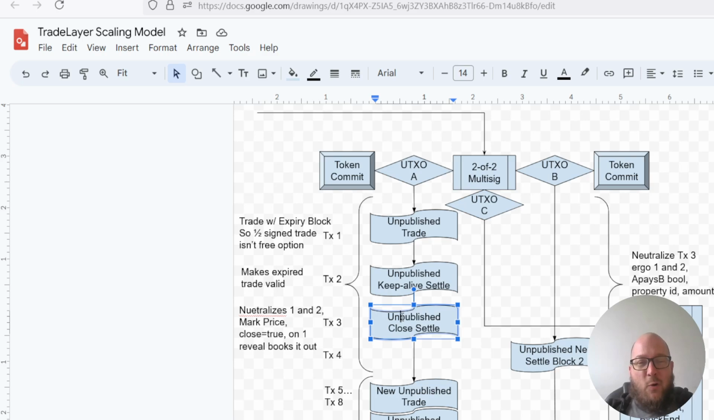And so what this accomplishes is it allows the protocol to infer what is the equal and opposite trade and book it out. And you end up in a situation where you are doing at least two trades.